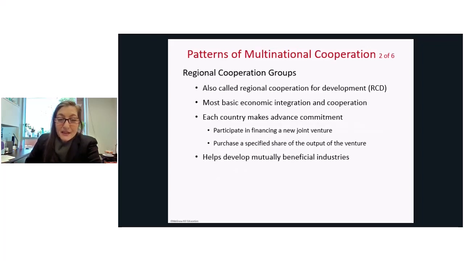This is the most basic economic integration and cooperation across multinations. Each country makes an advance commitment and they participate basically in financing a new joint venture. They purchase a specified share of the output of that joint venture. So it helps develop mutually beneficial industries.